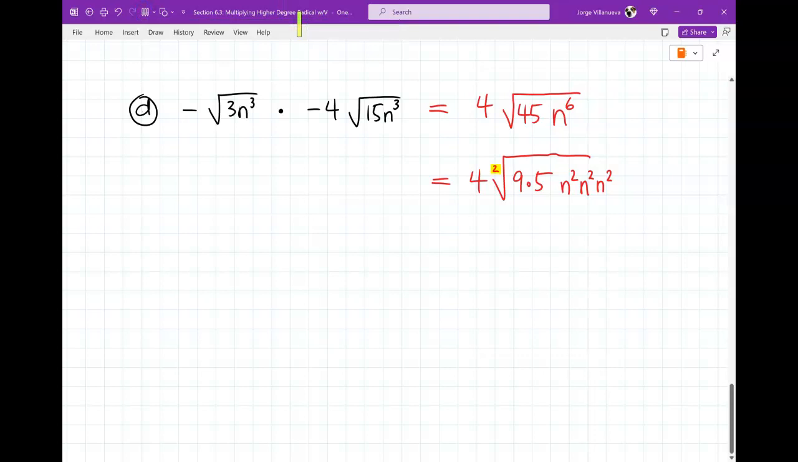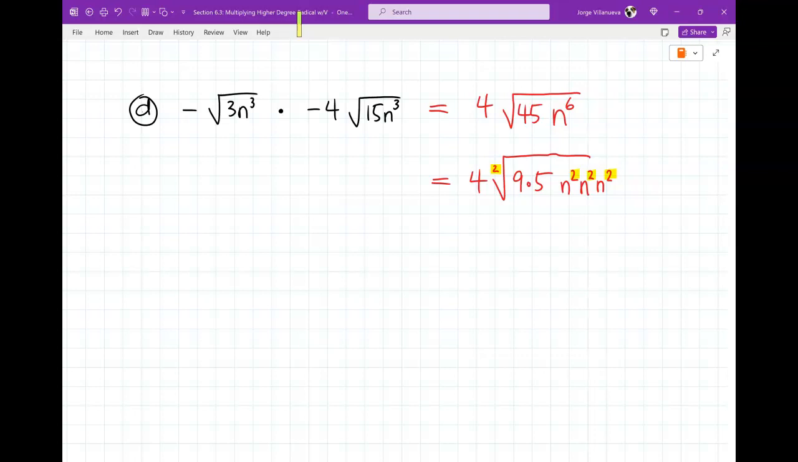And since the index is 2 and it matches these powers, how many n's are going to go outside? Well, n cubed. Yeah, that's what it's going to look like. 3 of them are going out, and it's going to become an n cubed. Okay? Because all 3 of those are going to leave. So n cubed. That's what it's supposed to look like on the outside.